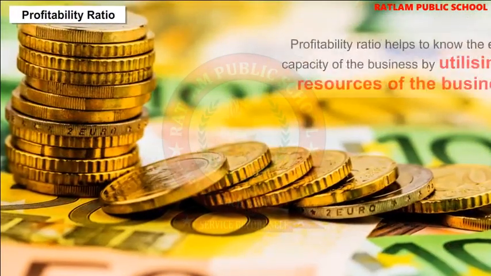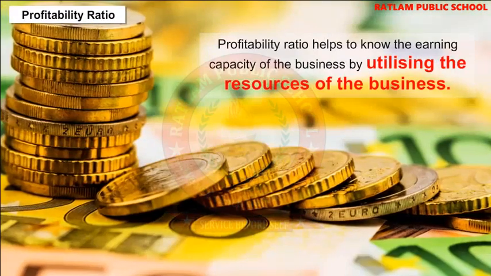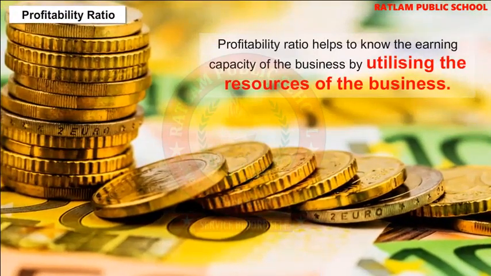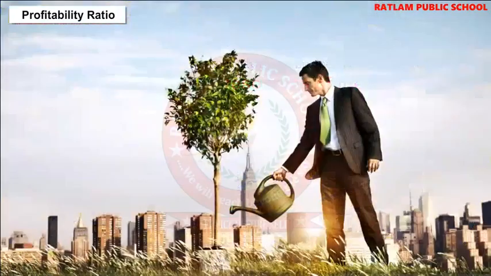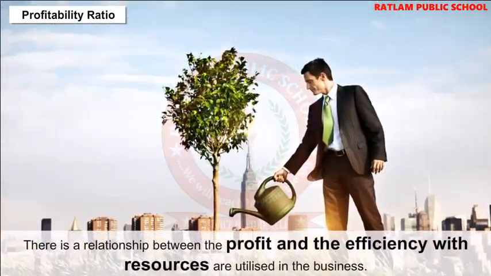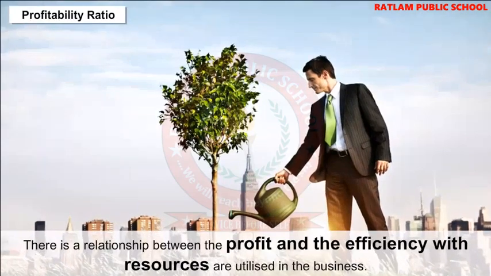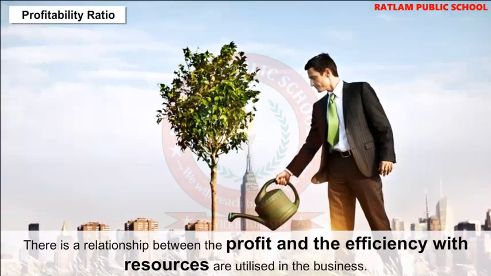Profitability ratio. The profitability ratio helps to know the earning capacity of the business by utilizing the resources of the business. There is a relationship between the profit and the efficiency with which resources are utilized in the business.